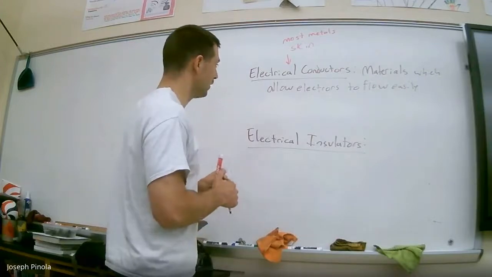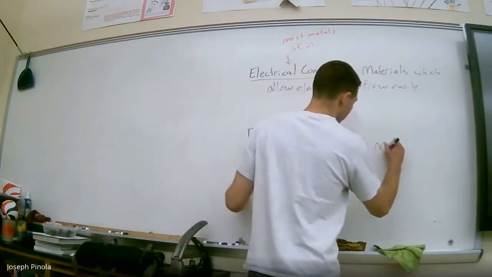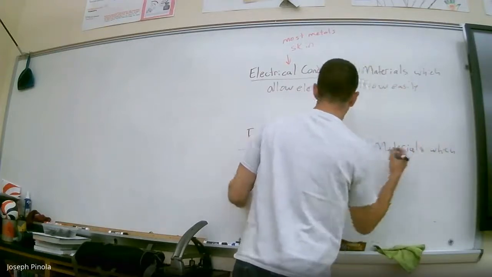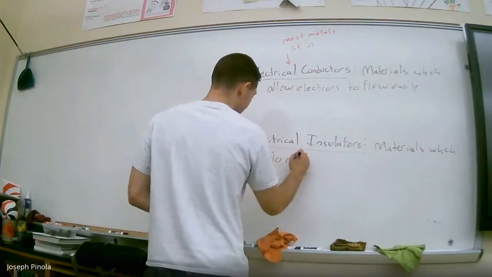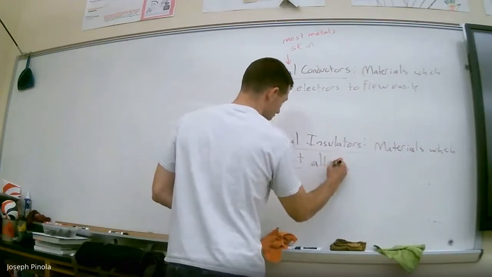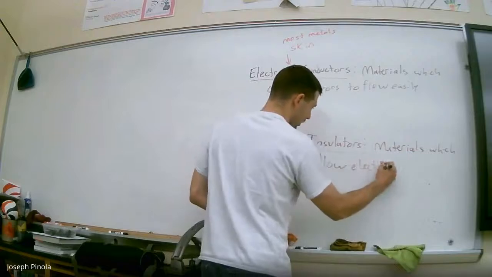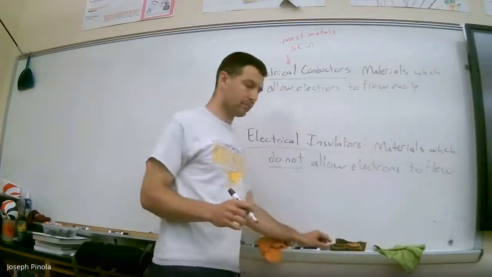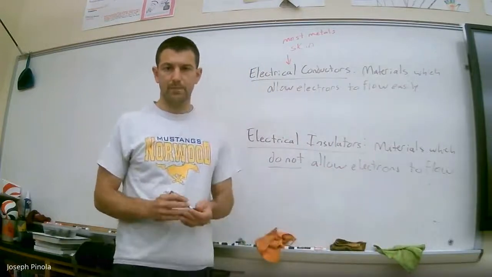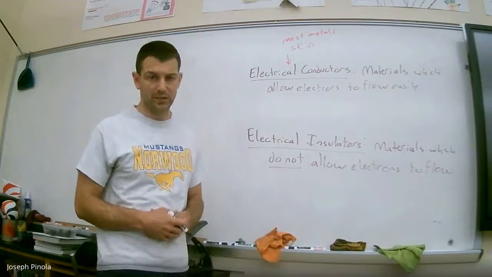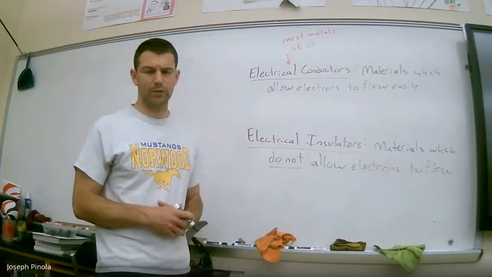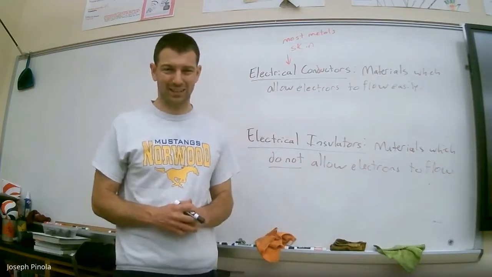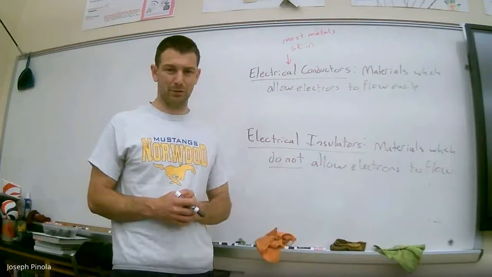However, electrical insulators are different. Electrical insulators are materials which do not allow electrons to flow. Notice when I put the dollar bill inside the circuit, it stopped the electrons from moving. That's because the dollar bill was a great electrical insulator. It did not allow current to pass through.